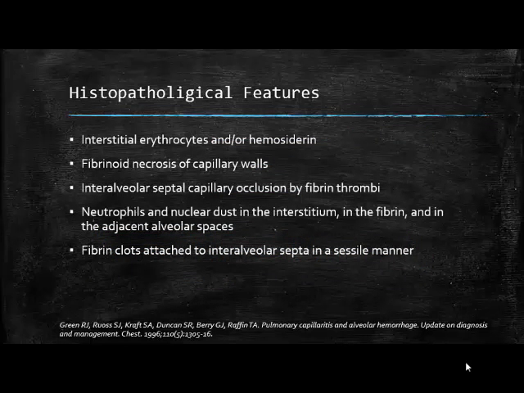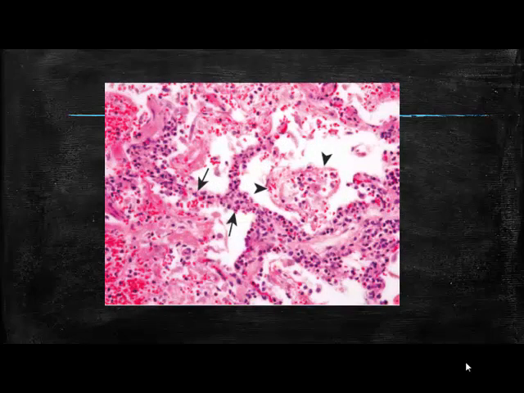Now, what do you see on pathology? You see interstitial erythrocytes and/or hemosiderin. You could see fibrinoid necrosis of capillary walls, intra-alveolar septal capillary occlusion by fibrin thrombi, neutrophils and nuclear dust in the interstitium and the adjacent alveolar spaces, and fibrin clots attached to intra-alveolar septa in a sessile manner. Those arrows are pointing to neutrophils.